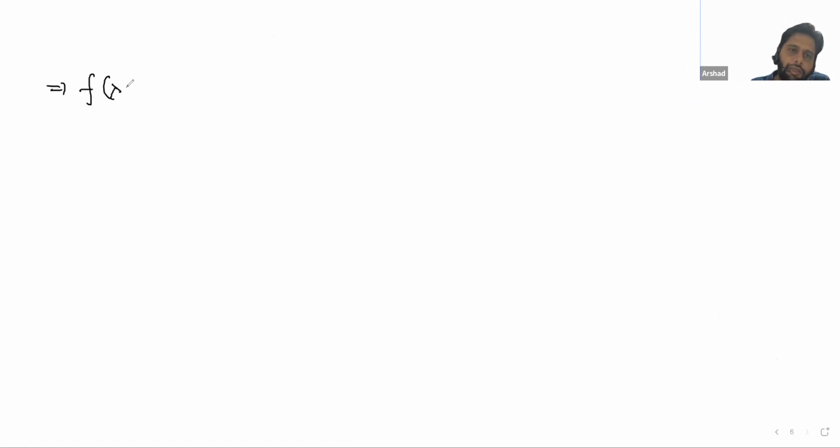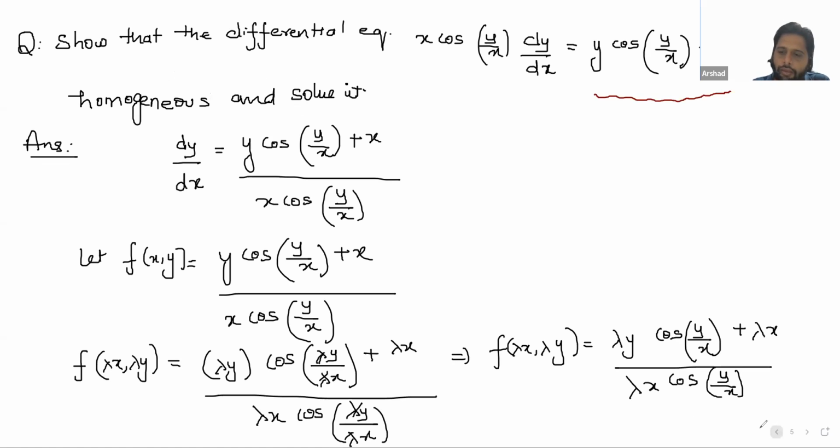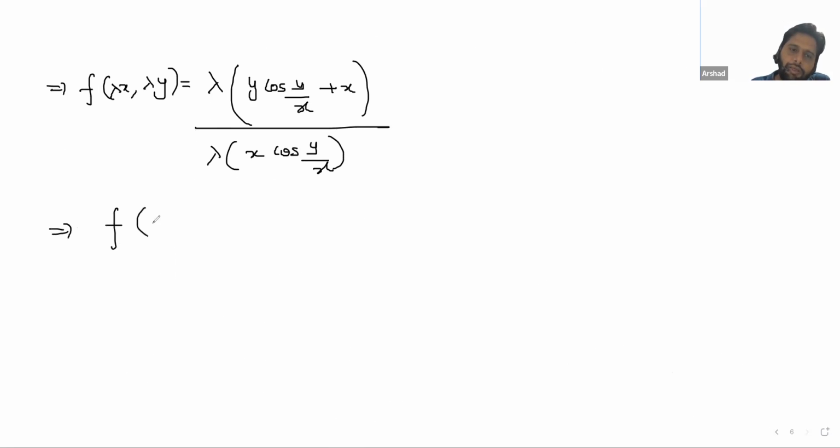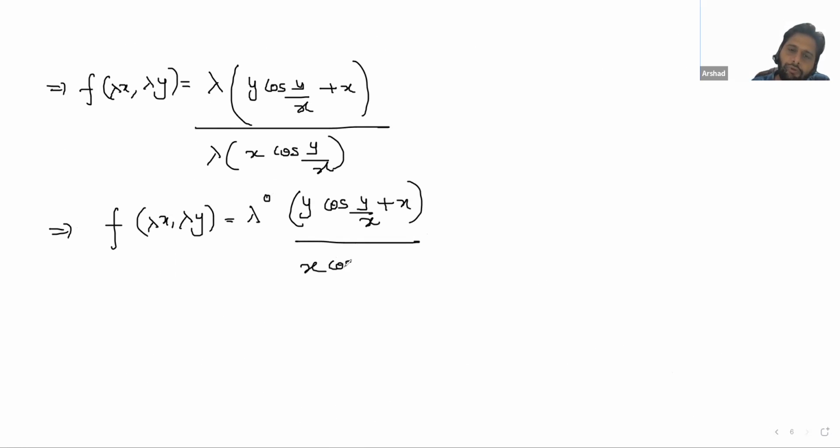Now f(lambda x, lambda y) is equal to, take this lambda common, so here you will get in the bracket y cos(y by x) plus x, and in the denominator we will take lambda common, and here we will have x cos(y by x). So this can be written as lambda and lambda, the powers will get subtracted, so you will get lambda to the power 0. Here we have y cos(y by x) plus x by, in the denominator, x cos(y by x).